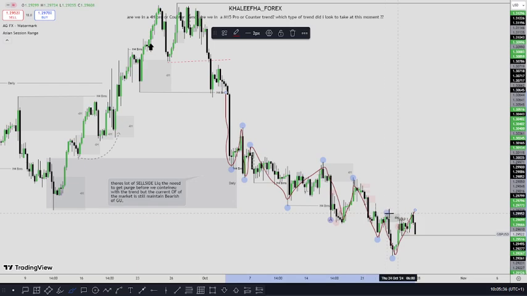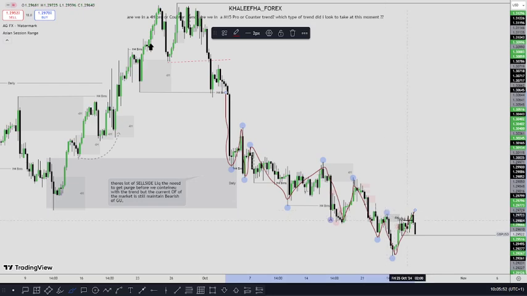So the market is starting to show us the sign that the market is going to go bullish from here. But the candlestick on this Friday, 25 October, 10 a.m. London session, didn't close above this. It just swept this high, this 4H time frame high.